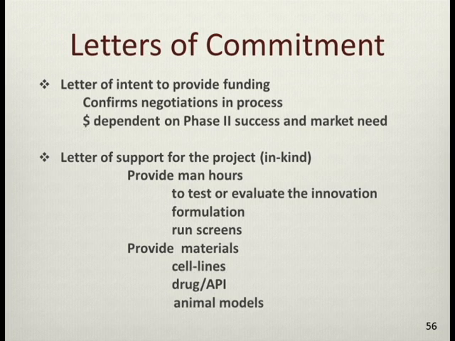Alternatively, you can get a letter of support for the project, and this shows in-kind donations. So a supporter could provide man-hours, for example, to test or evaluate the innovation, or man-hours to work on formulation or run screens, or alternatively, the supporter could provide materials such as cell lines or the API drug or animal models.